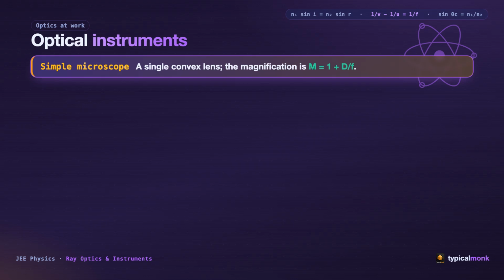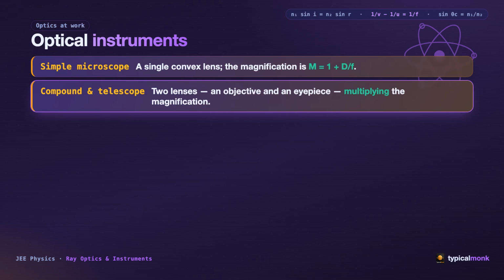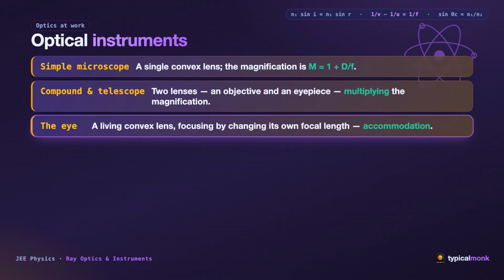Now, optics at work. The instruments. The simple microscope, a single convex lens. Its magnification is m equals 1 plus d over f. The compound microscope and the telescope each use two lenses, an objective and an eyepiece, multiplying the magnification. The eye, a living convex lens, focusing by changing its own focal length, a process called accommodation.